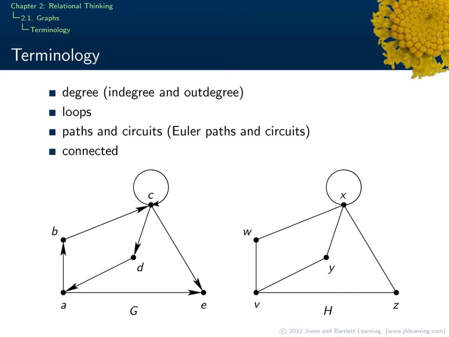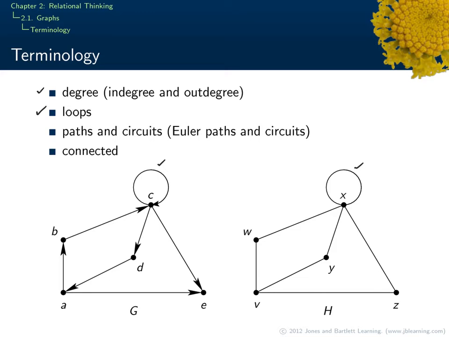A loop is an edge from a vertex to itself. So here in both of these figures we see loops. There's one joining C to itself. There's one joining X to itself.